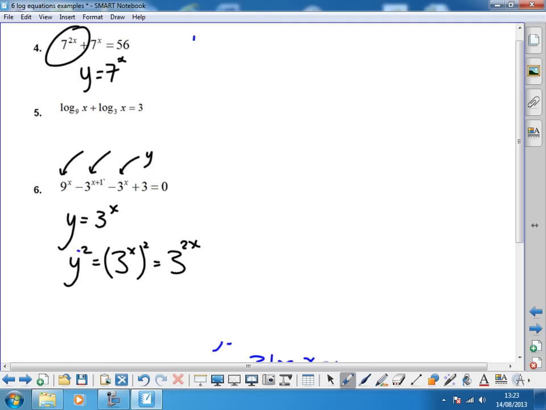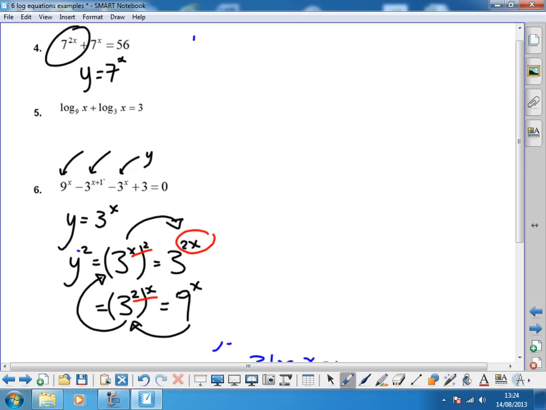Now, I could write that, instead of 3 to the x squared, I could write it as 3 to the 2 to the x, because these just times together and make the same 2x either way round. So this is 9 to the x. So actually 9 to the x is 3 to the 2 to the x, which is the same as 3 to the x to the 2, which are both 3 to the 2x. So all these are the same thing, and this is actually y squared.